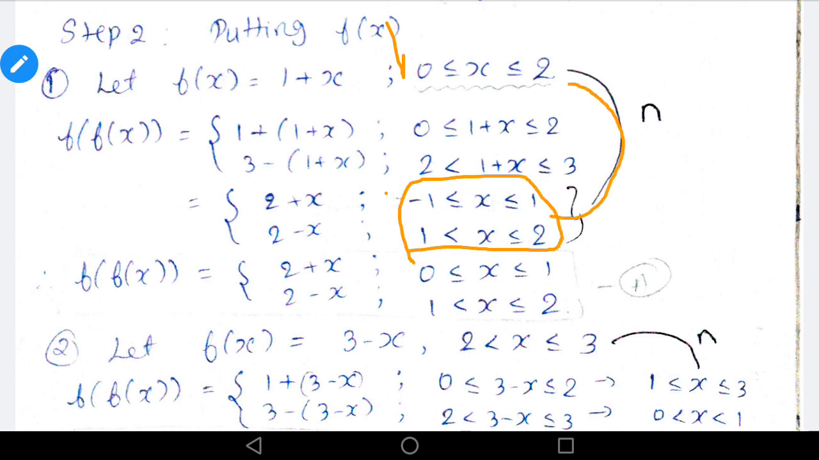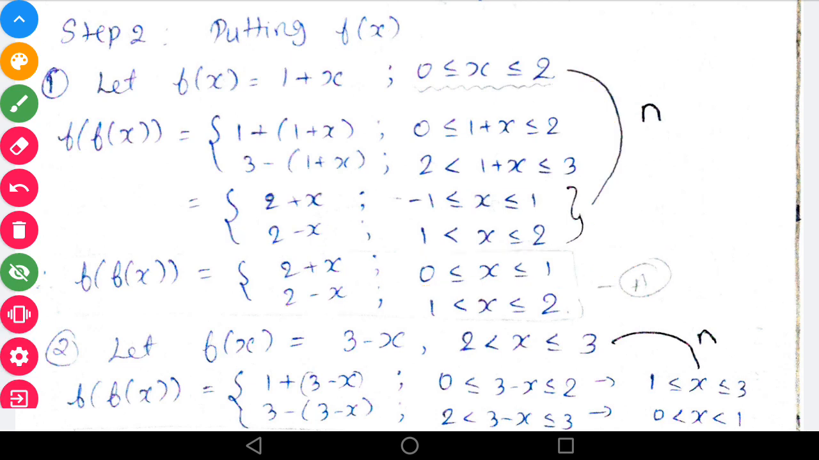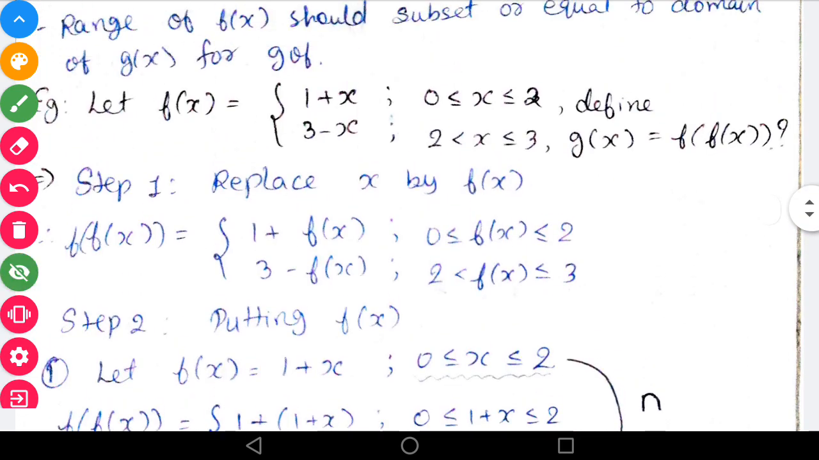We have to take their intersection, because only the common values can be taken, so this will remain the same as it is. And for the range, we take the intersection of 0 to 2 and minus 1 to 1, so we get 0 to 1. Similarly with the second one, we get 1 to 2. So this is our f of f of x for the first half.